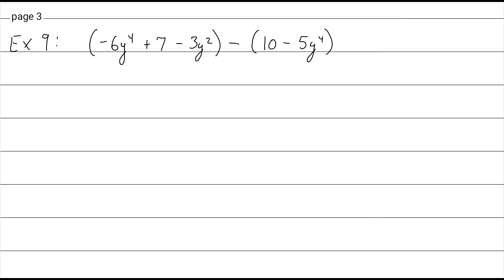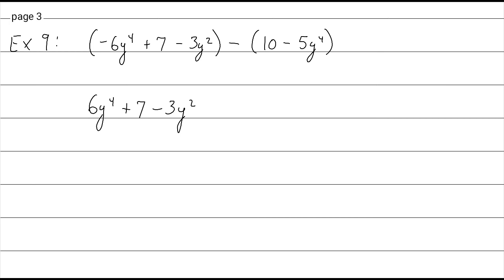I'm going to get 6y to the fourth plus 7 minus 3y squared. Going to skip that whole multiplication step. That's always going to be the case. But not necessarily right here, right? Because this 1 right here is technically understood to be a negative 1. It's a negative 1 that's being distributed.